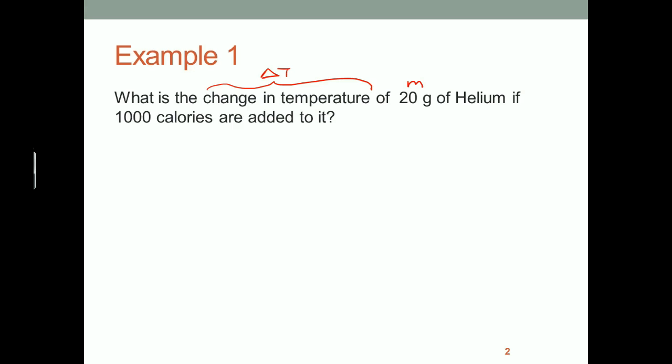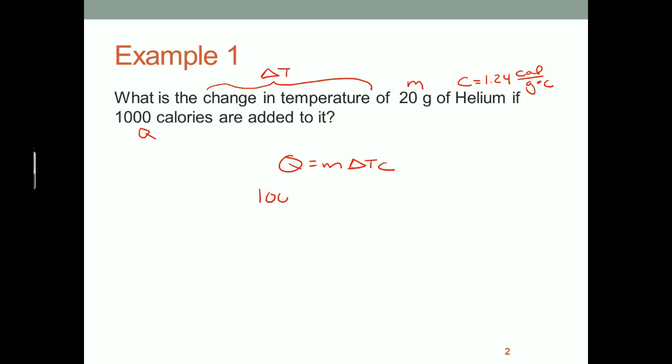Given a mass of 20 grams, you're told it's helium, and if you look on that table, the specific heat of helium is 1.24 calories per gram degree Celsius, and you're told 1,000 calories are added to it, which in this chapter, that's energy, which is Q. So we use our formula for calculating: Q equals m delta T times C.